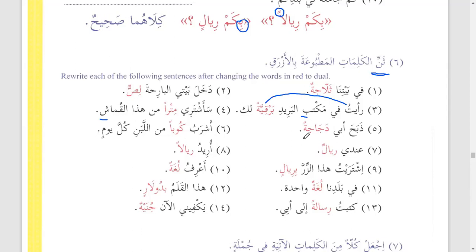But my question is, why not dajajatani? أبي, my father. The chicken is not the doer. Dhabaha is fa'il. Abi is the doer, fa'il, أبي, and we know that the dajaja is a noun, maf'ul bihi. So that's why it is dajajataini, 2 chickens.